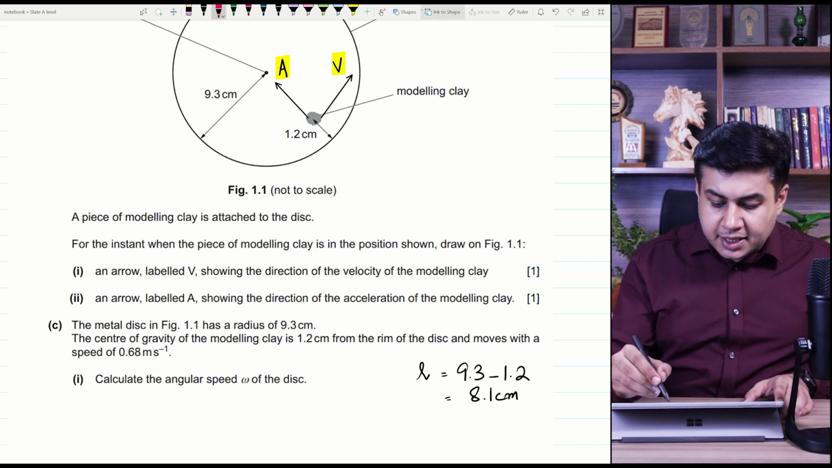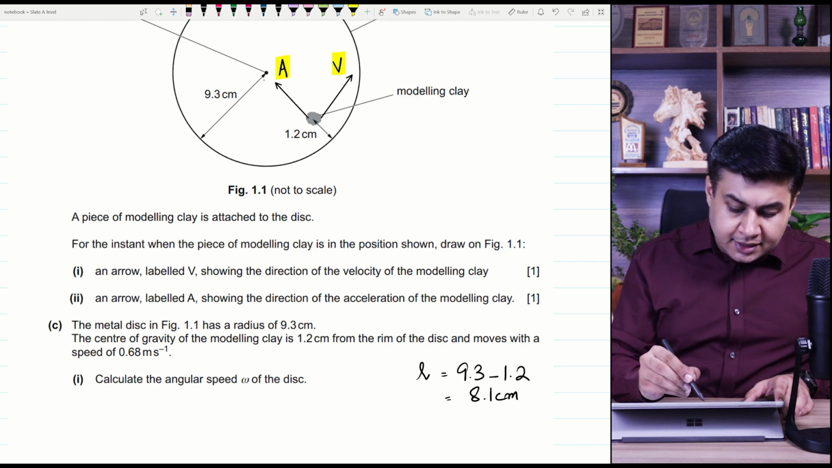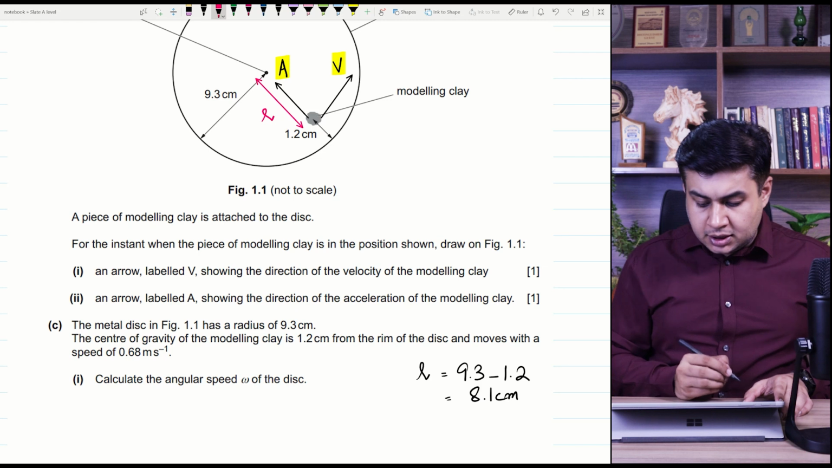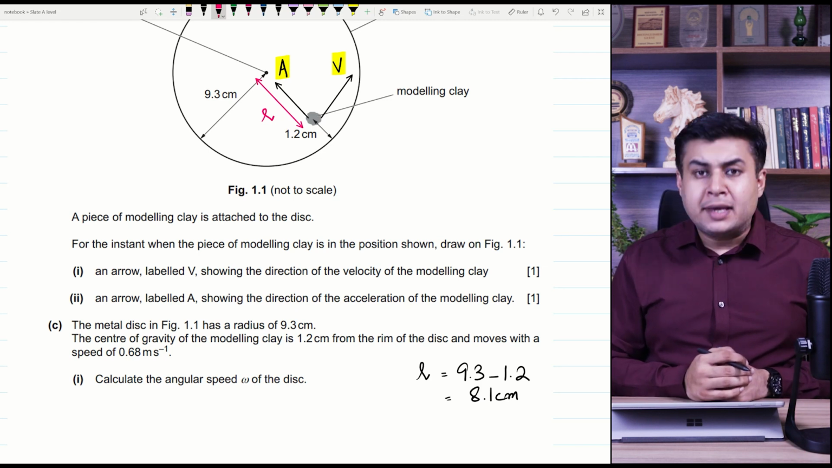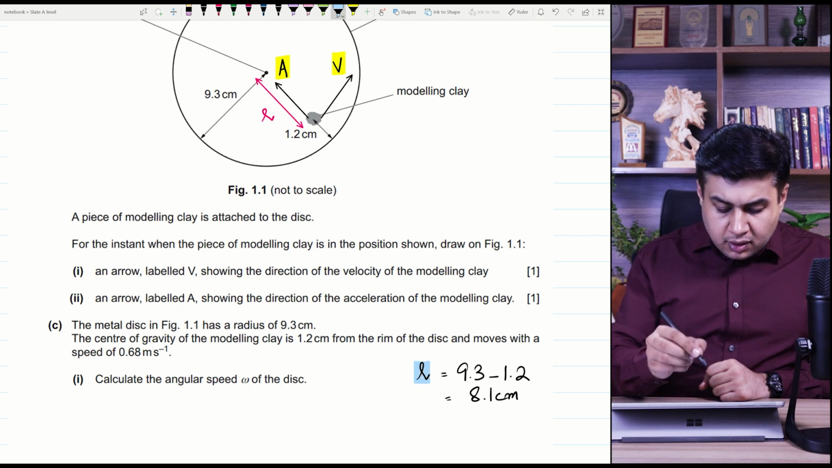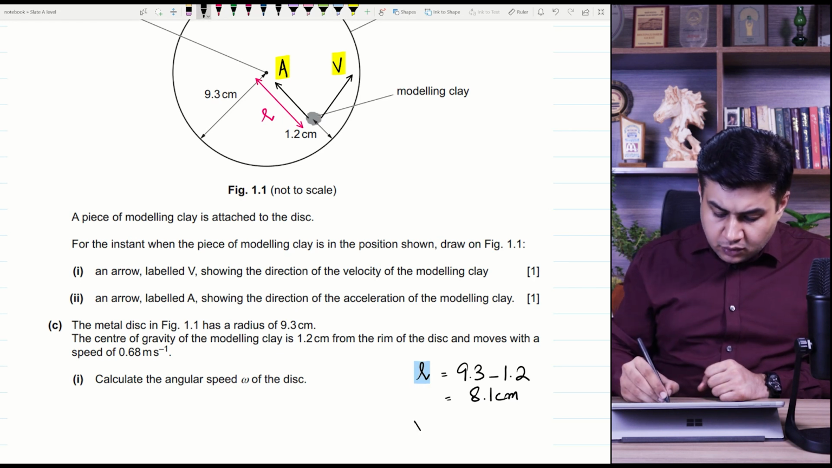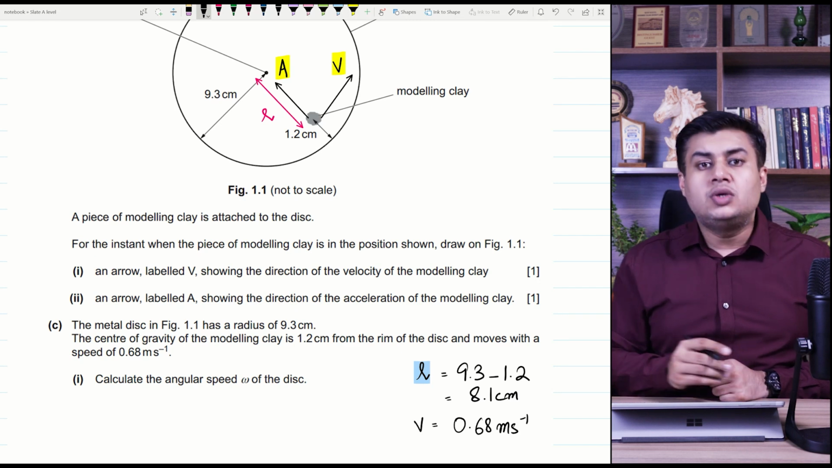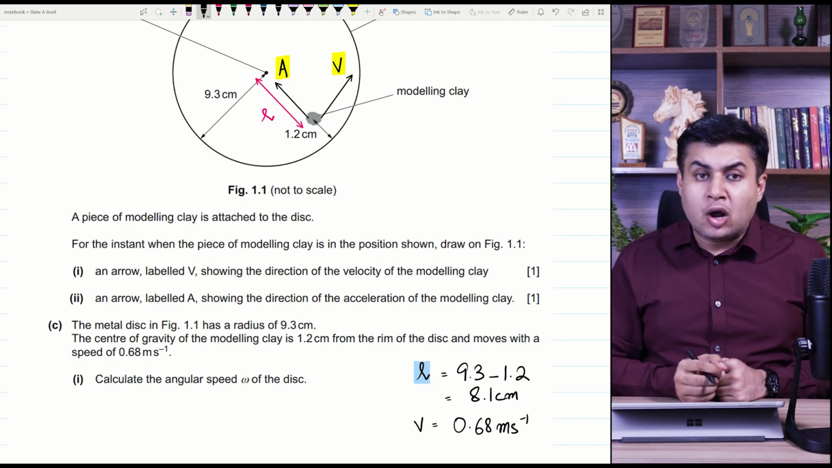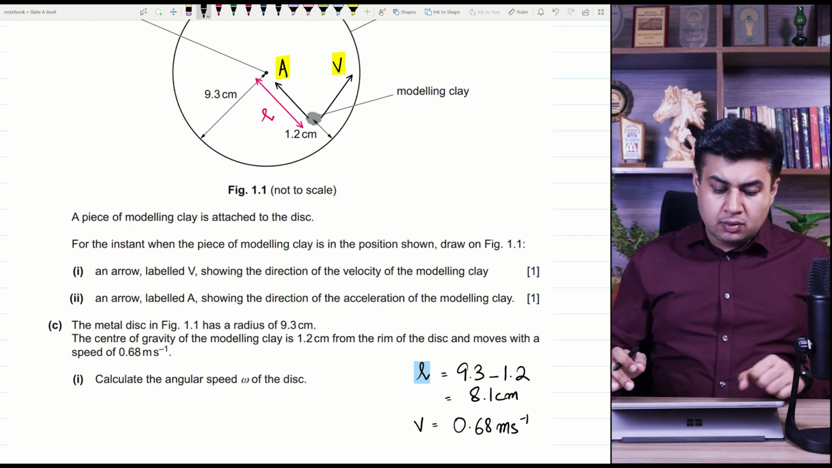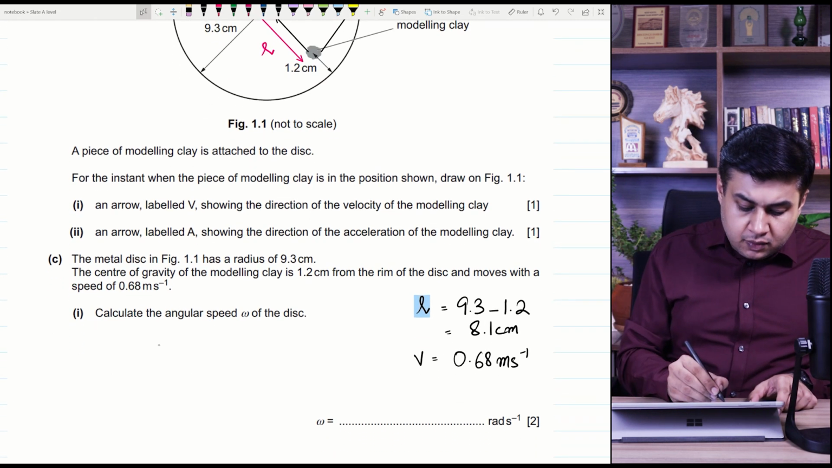याद रहे कि this is radius, right? इस center से लेके modeling clay तक का distance, this distance is radius. Okay, you have to find the angular velocity. You have radius, you also have linear velocity which is 0.68. Which formula you will use here? You will use V equals R omega. Linear velocity is equal to radius multiplied by angular velocity. So you will write V equals R omega.